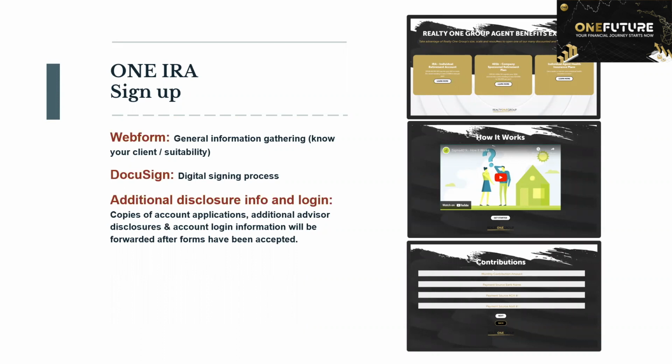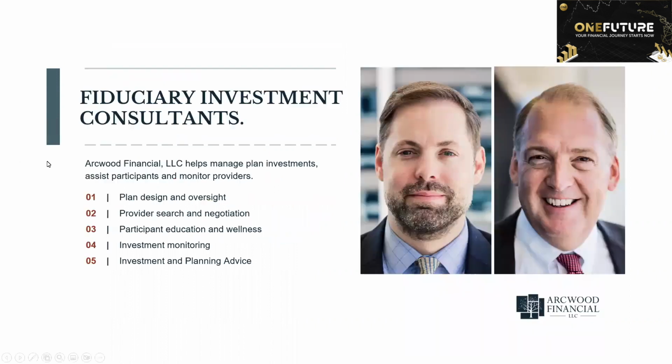Please know none of this is shared with Realty One Group, any outside organization, or any government entity. It's just required fields from the SEC so we know our clients, so that if other investments come up, that suitability is appropriate. After you complete that section, it will open a DocuSign experience and you'll just have to sign those documents. From there, once accepted, you will get an email, and this will give you copies of those applications, additional disclosure information, as well as information about how to log into your account in the future.